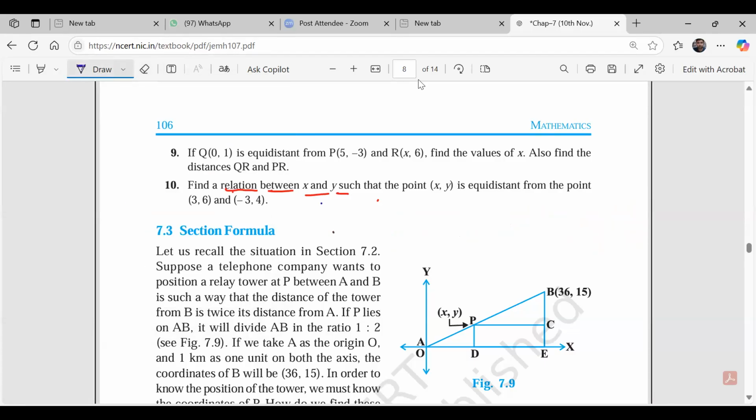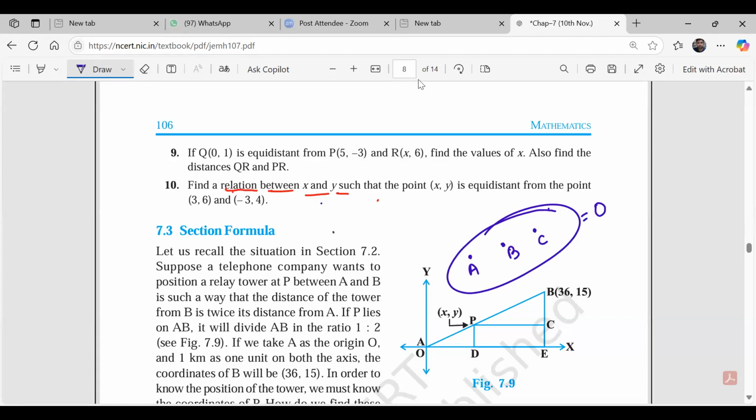If they ask whether 3 points are collinear or not, then we put all these 3 points A, B, C in the area of the triangle formula. And if the area is coming as 0, that means we cannot make a triangle out of it. Hence, these three are collinear. Getting it? Yes, ma'am.